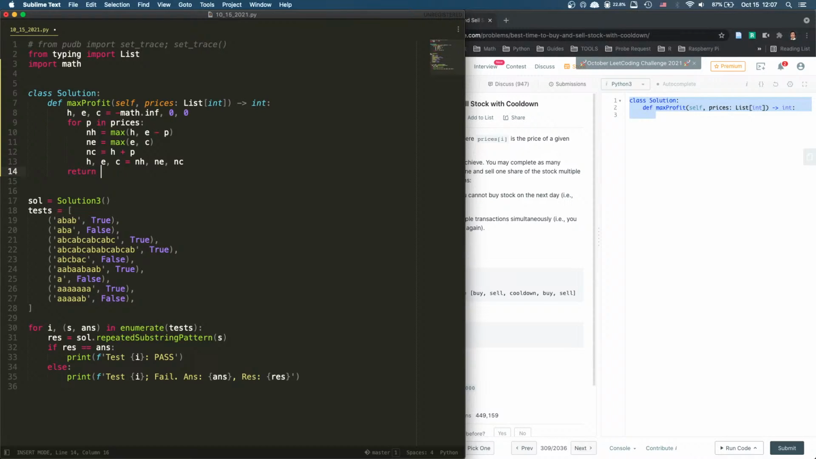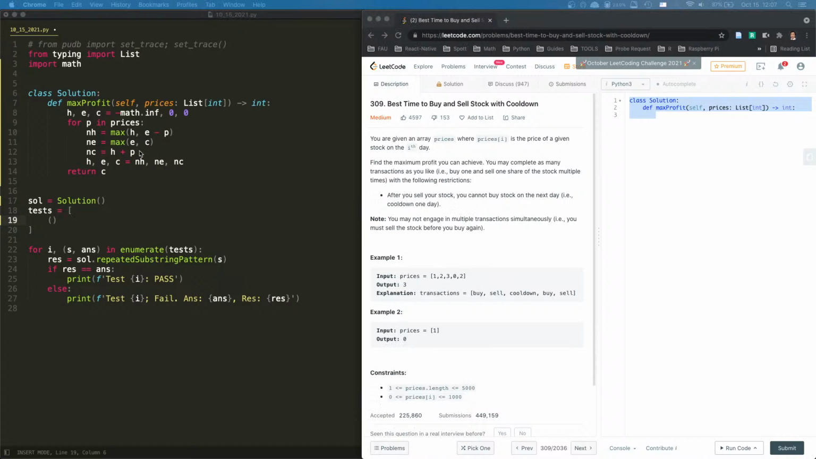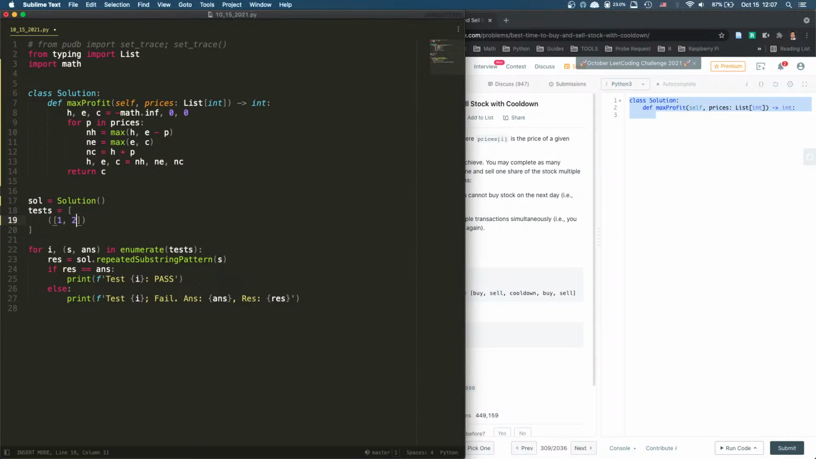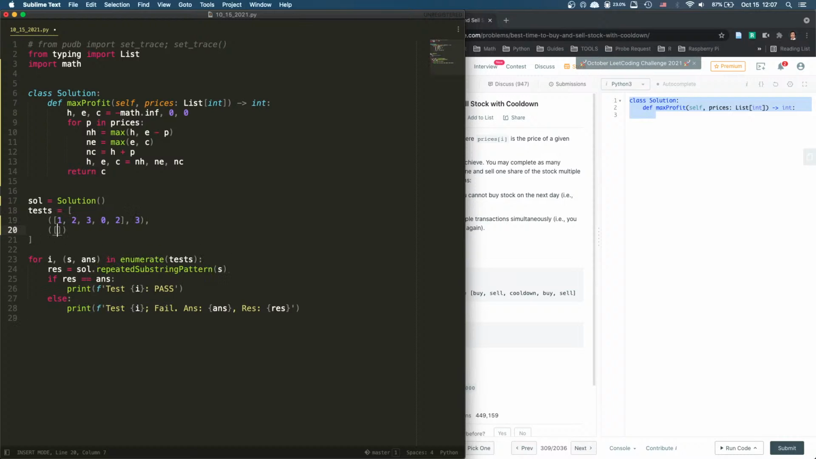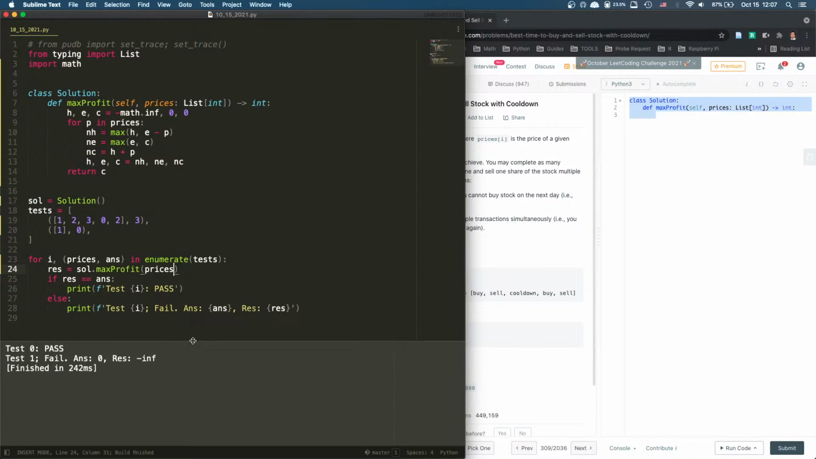Because the final stage is we sell, right? We sell, so we enter C. Actually, we're going to return C. Okay, let's try this. We have 1, 2, 3, 0, 2. The result should be 3. The second one is 1. Ugh. The first one passed. The second one does not.